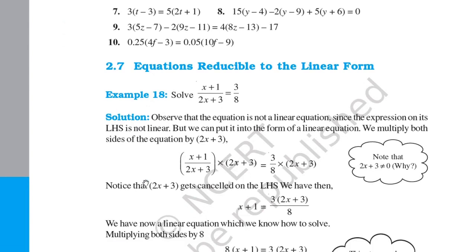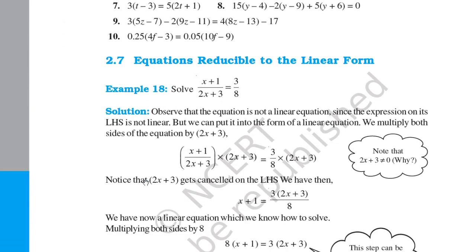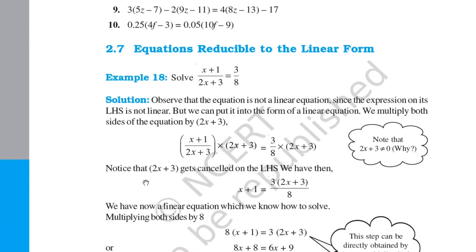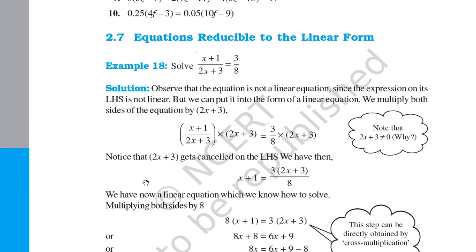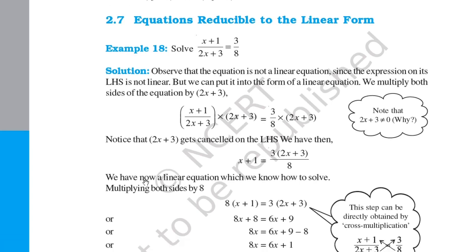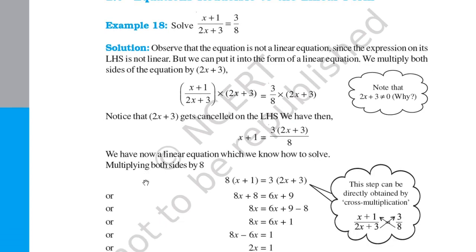2.7 Equations reducible to the linear form. Example 18: solve (x+1)/(2x+3) = 3/8. Solution: observe that the equation is not a linear equation, since the expression on its LHS is not linear, but we can put it into the form of a linear equation. We multiply both sides of the equation by 2x+3.